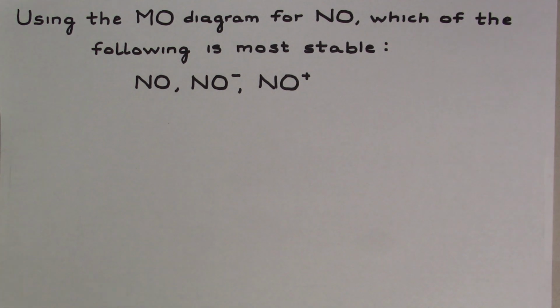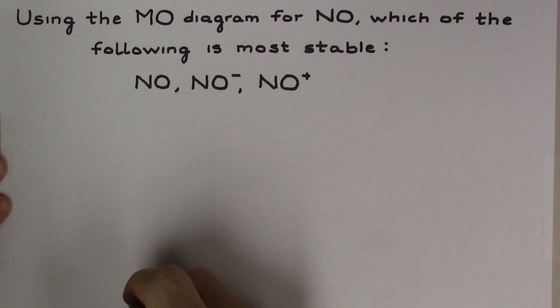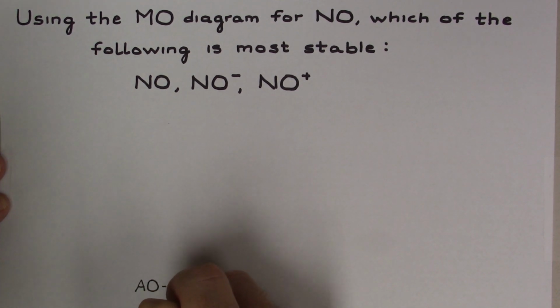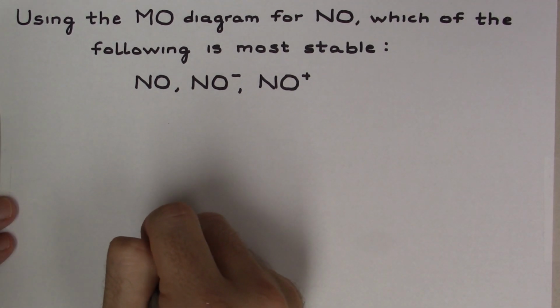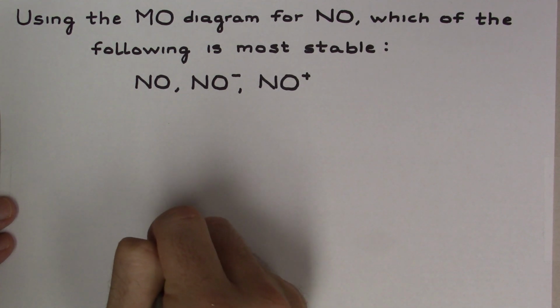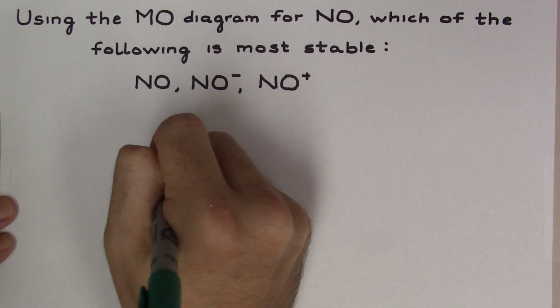Our second problem for today is using the MO diagrams for NO, which of the following is most stable? NO, NO-, or NO+. What we need to do with this problem is start with our same plan, and that is with the atomic orbitals of our nitrogen first. Just like our last example, we are going to start with our 2s orbital. It also has 3 2p orbitals.